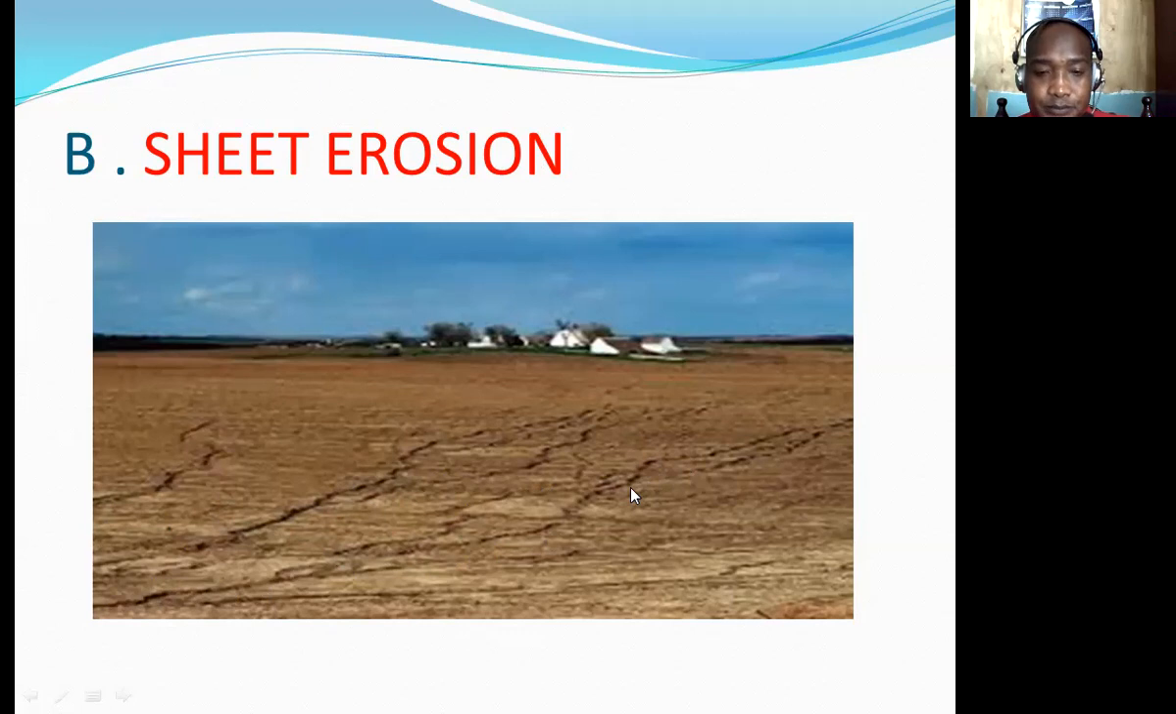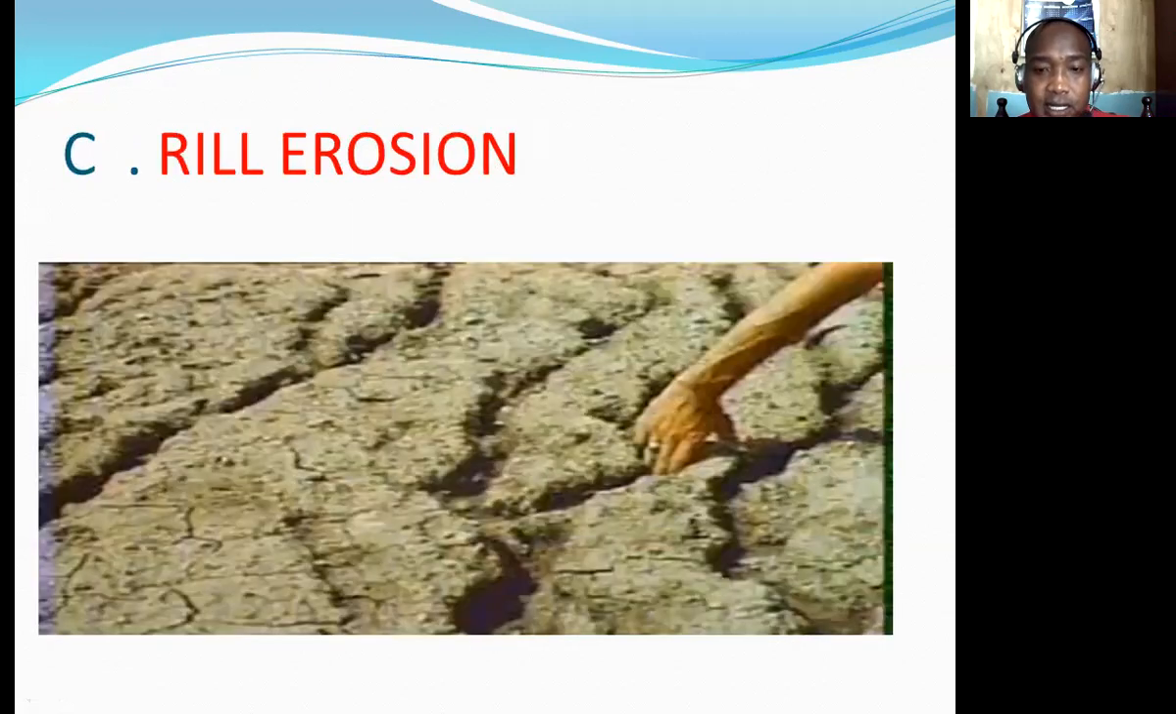Next is rill erosion. Pupils, rill erosion is the carrying away of top fertile soil by the slow flowing water forming shallow channels on the ground. Pupils, rill erosion is common on a gentle slope.